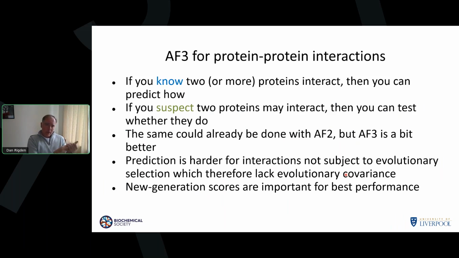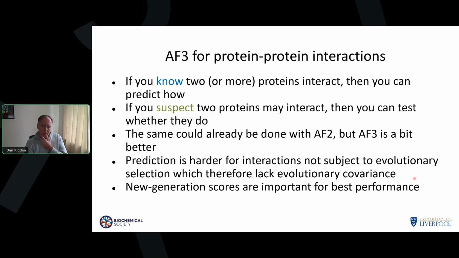More challenging, perhaps more exciting, is using AlphaFold 3 to predict protein-protein interactions. You can imagine two different scenarios here. Sometimes you know that two proteins interact and you just want to understand how. Sometimes you may suspect that two proteins interact, or you may have some other data that suggests some kind of connection between them, and you want to ask AlphaFold whether that connection is because they actually interact in a way that you didn't suspect before. You could do this already with AlphaFold 2, but AlphaFold 3 is distinctly better.